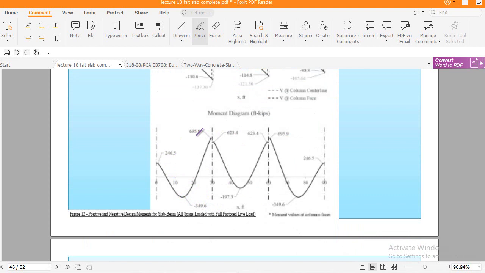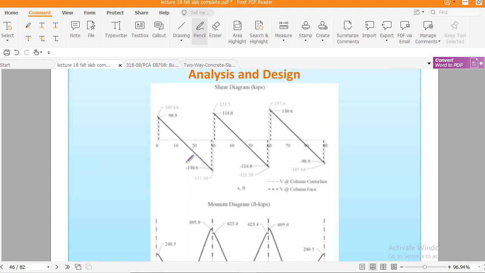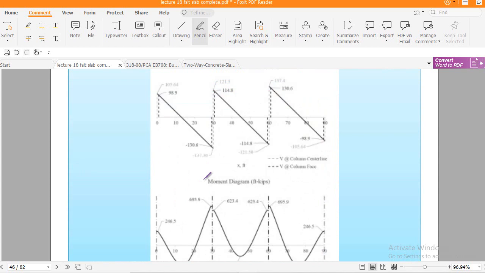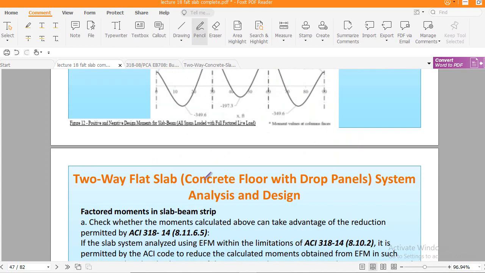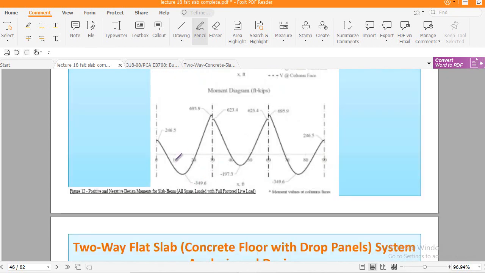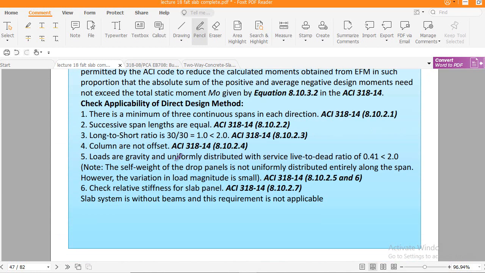This one is 396.95, and this one 623. So the maximum is 246.5. This is the face, right? So how do you calculate face moments? I already explained this in lecture number 1 to lecture number 10. Please go there and watch those videos. You will understand how to find the face moment and how to do all these steps, right?